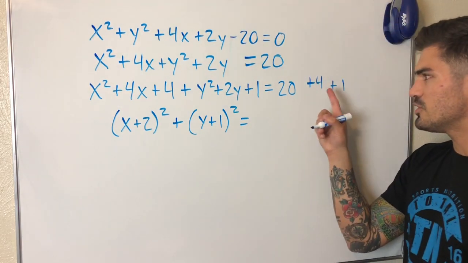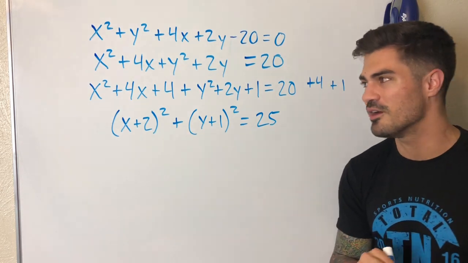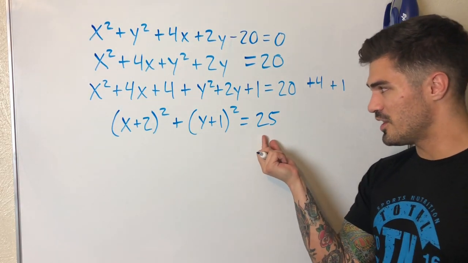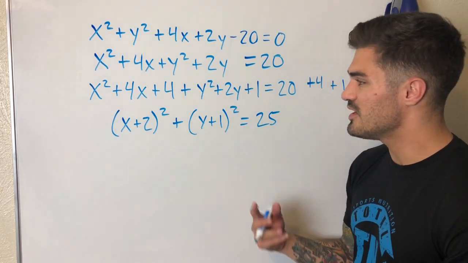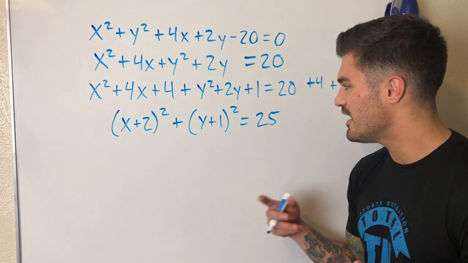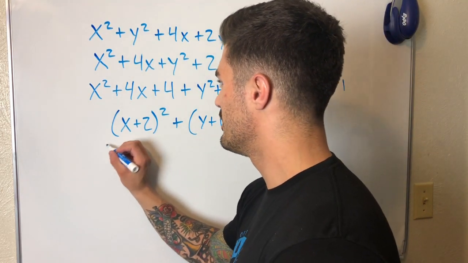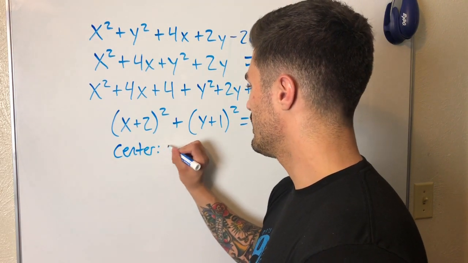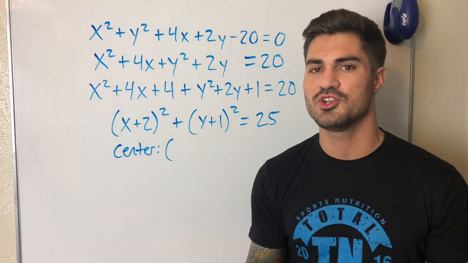And then here we have 20 plus 4 plus 1, that gives me 25, which is nice because it's a perfect square, which makes getting my r easy. Because r squared is 25, that means my r is 5. So now I have the center and I have the radius from this information. All that's left is to graph it. So let's go ahead and write center at, and again, remember, this is x minus h, the equation of a circle.